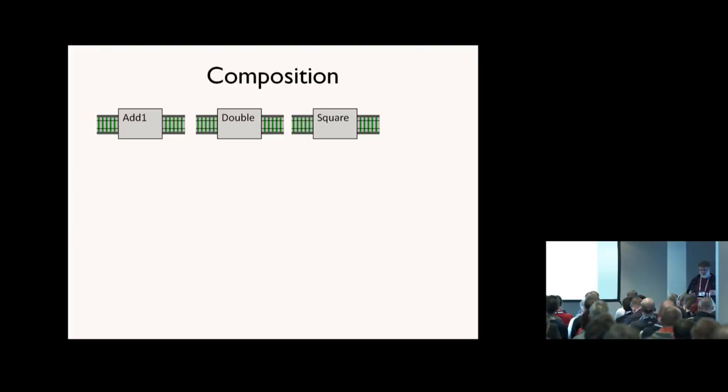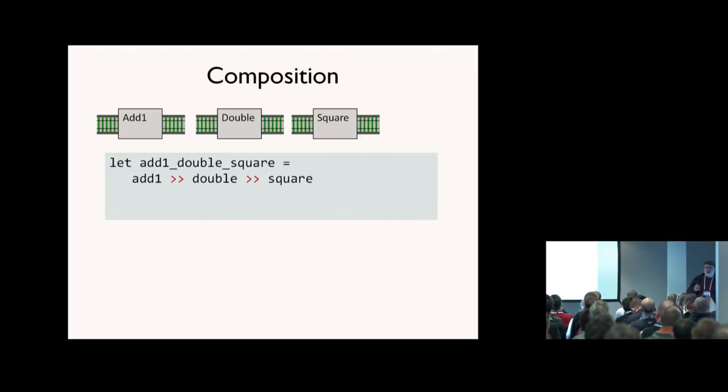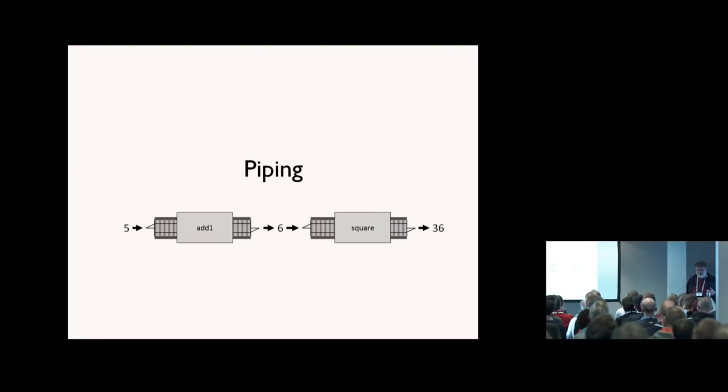Here's another one. We've got three functions. We want to glue them together. We just take all three functions and we mush them together with the composition operator, and then we've got a new function and we can just call it with 5, and in this case we get 144. Add 1, then double, then square. So hopefully this is really obvious. It's very straightforward. If you've played with railway tracks, you should totally understand how this works.